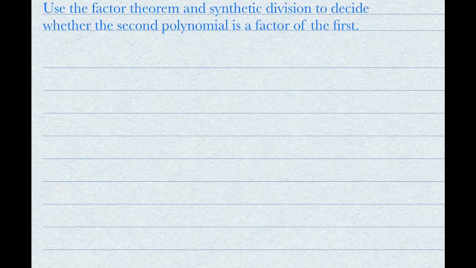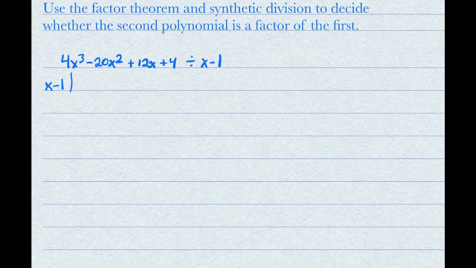So let's say you have a polynomial such as 4x to the third minus 20x squared plus 12x plus 4. And suppose your second polynomial is x minus 1. Now you can rewrite this. You can have your x minus 1 up front, and then your 4x to the third minus 20x squared plus 12x plus 4. This setup is for long division.